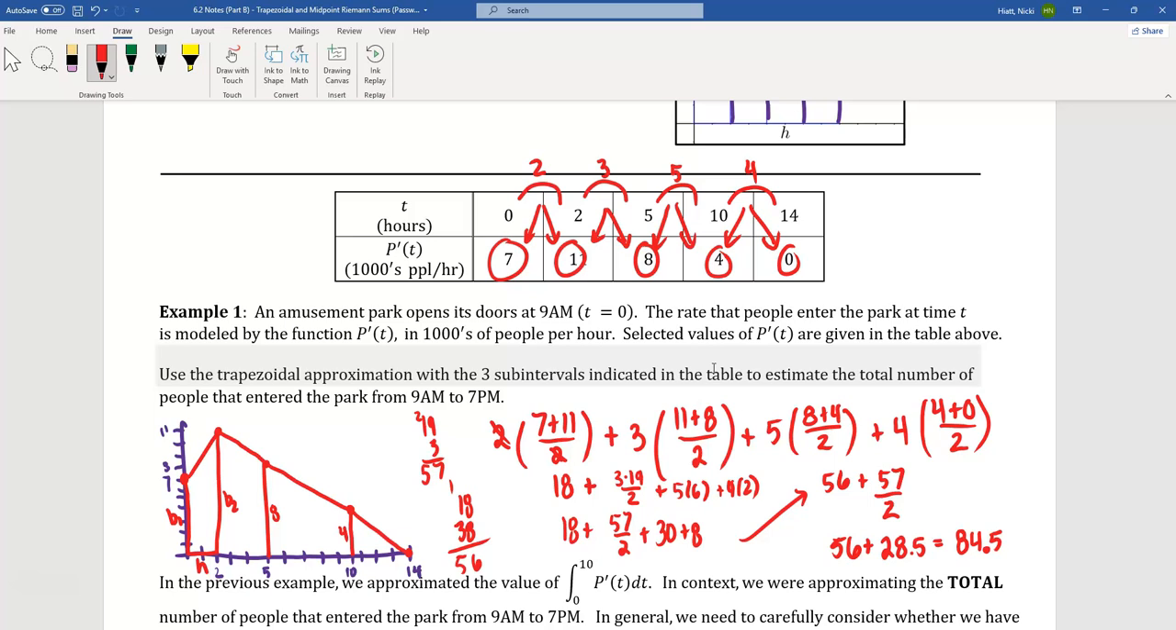But Lucas very intelligently pointed out that I was only supposed to be using 3 subintervals. How many did I use? 4. And I was only supposed to go from 9 a.m. to 7 p.m., which is 10 hours. I was supposed to stop right here. I was not supposed to use that last part. So let's cross this out. That's just going to take 8 away from our answer.